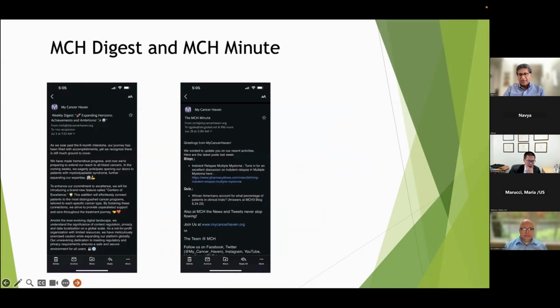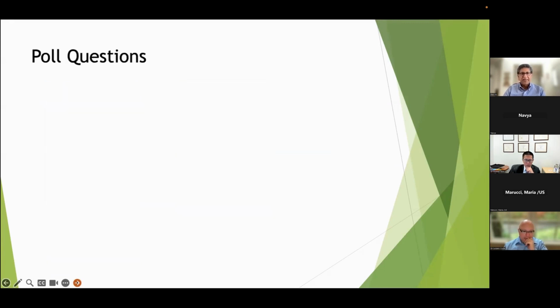Also, we send out newsletters. We send out one called the MCH Digest. It used to be weekly, now every 2 weeks, informing people about upcoming initiatives. And the MCH Minute, which goes out on Thursday mornings, is a self-generated email that gathers all the new content on the portal in the last 7 days. It has links that can take you directly to the content that you wish to read or videos that you wish to see by clicking on the links.